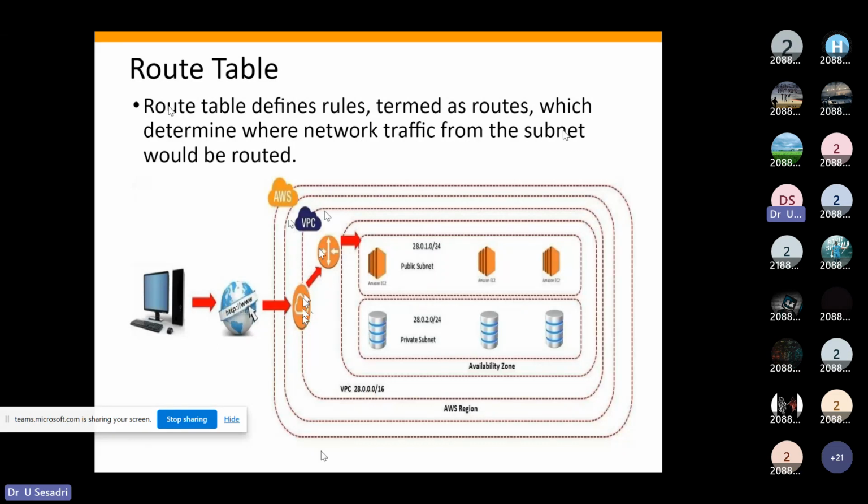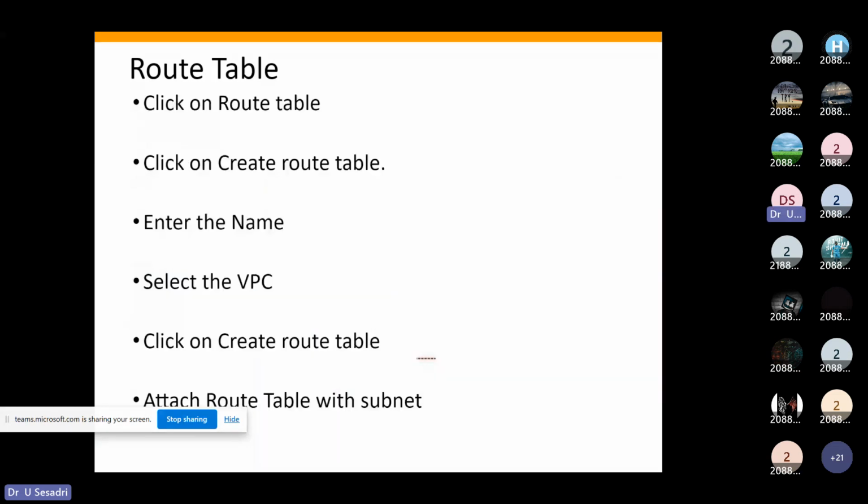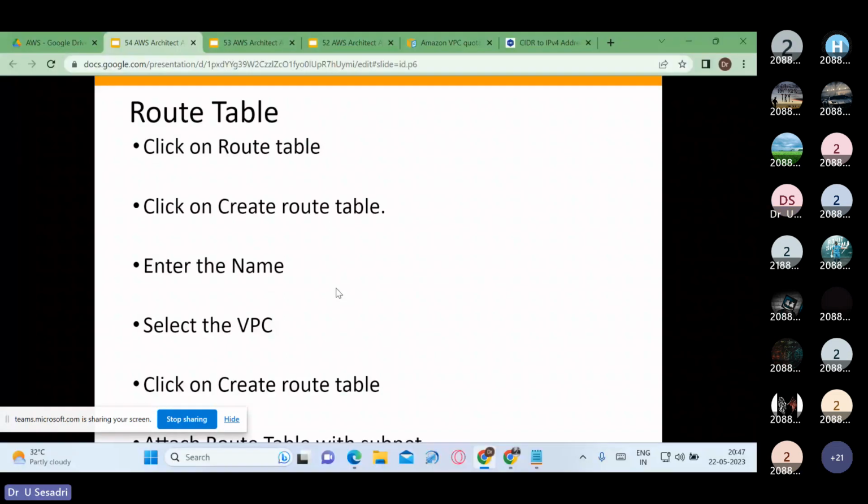The route table defines rules, termed routes, which determine where network traffic from the subnet would be routed. This subnet or this private subnet. For that, we had to create the routing table. For that, what are the steps we had to follow?